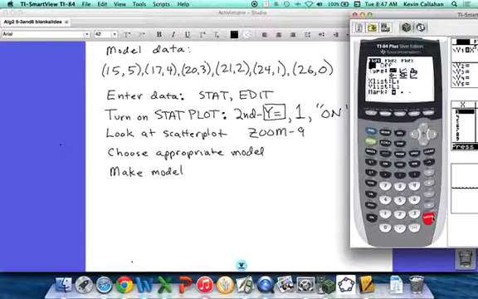Run stat, edit, and if you're not in L1 and L2, you need to go stat, setup editor, enter, and try it again.